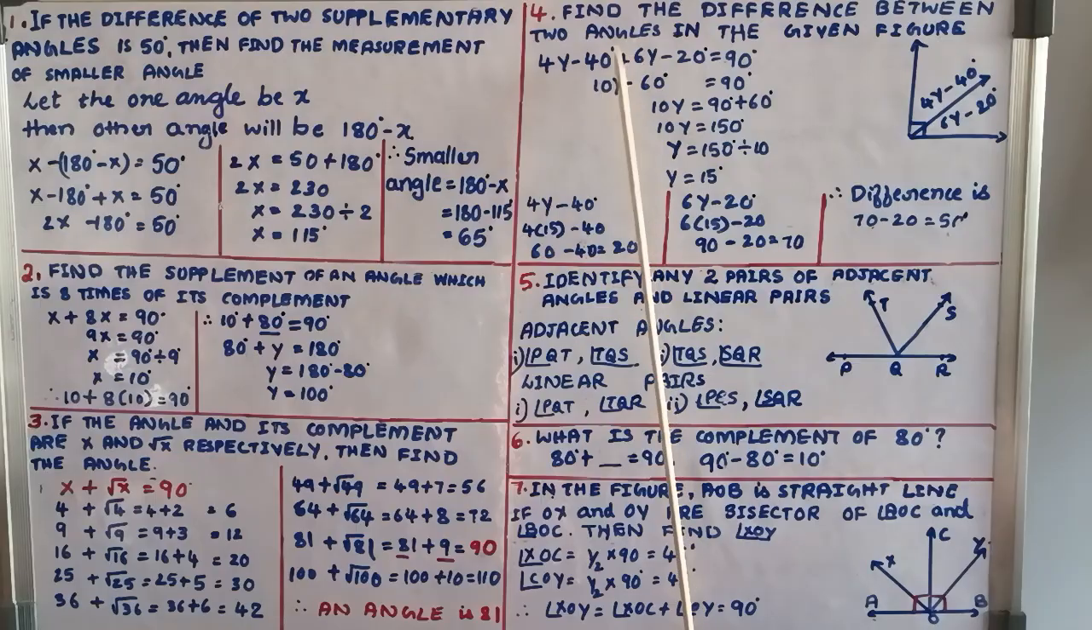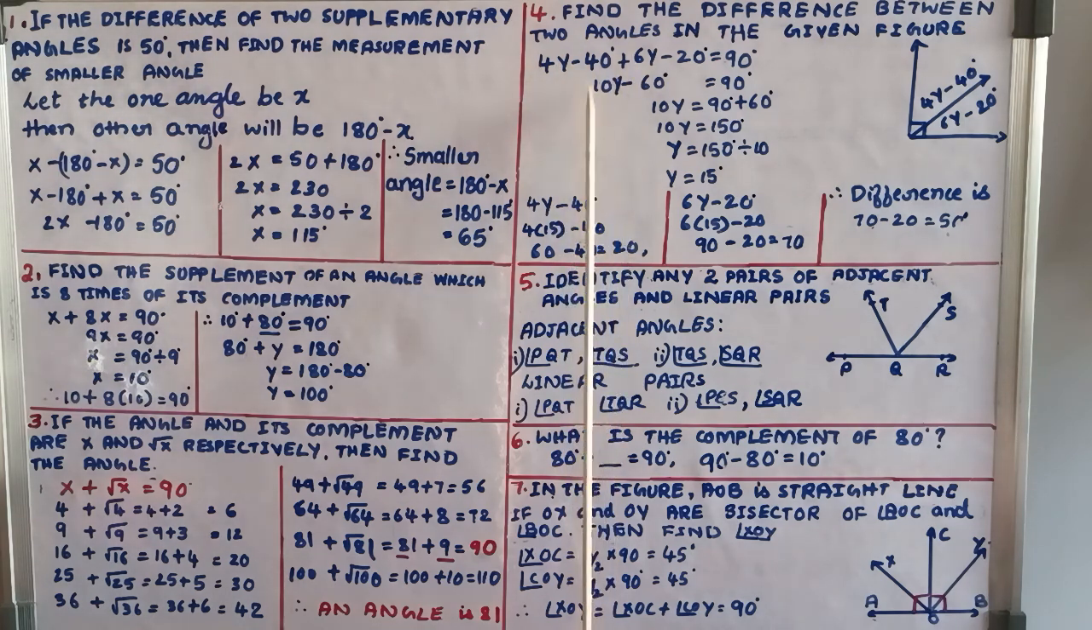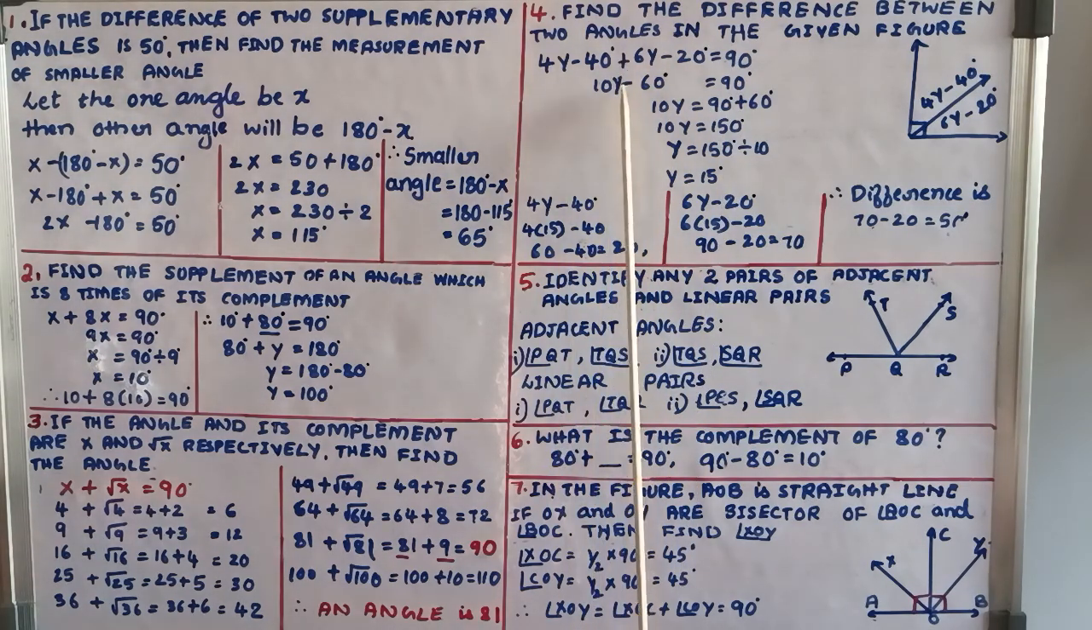So 4y minus 40 plus 6y minus 20 equals 90 degrees. Now add the like terms. 4y plus 6y becomes 10y. Minus 40 minus 20 becomes minus 60 degrees, that equals 90 degrees. Now 10y equals 90 degrees plus 60 degrees, minus 60 degrees transposed to plus 60 degrees. Now 10y equals, if you add it, you get 150 degrees. Again 10y means 10 into y, multiplication transposed to division. So 150 degrees divided by 10, that equals y equals 15.